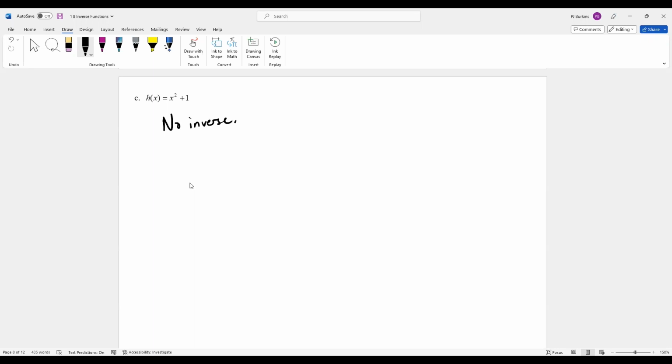However, if the domain was restricted, if the domain was from 0 to infinity, meaning just this portion of the curve, then that would indeed have an inverse. And let's see if I can draw this properly. It should look like that.